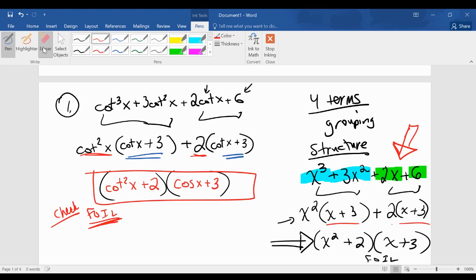I meant to write cotangent, not cosine there. Okay. There we go. First times first. Cotangent squared times cotangent is cotangent cubed. The outers will be 3 cotangent squared. The inners will be 2 cotangent. And last times last will be 6. Holy cow, that matches what we started with.